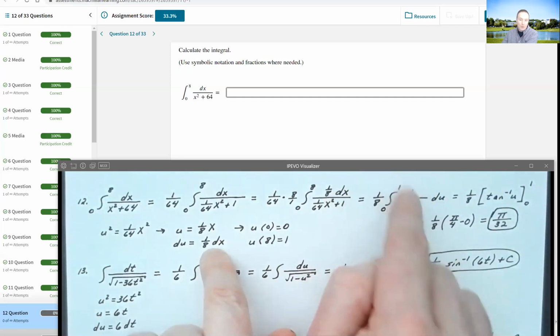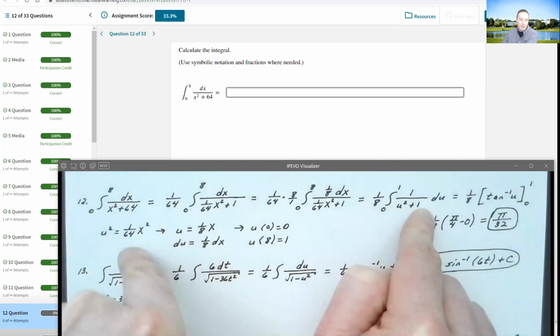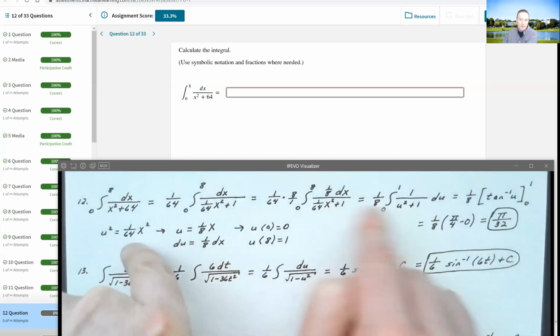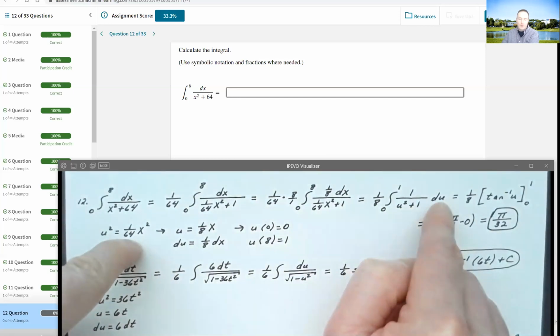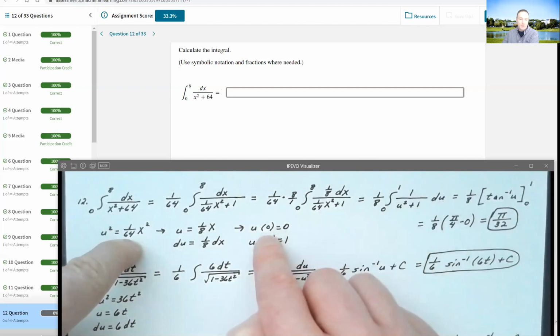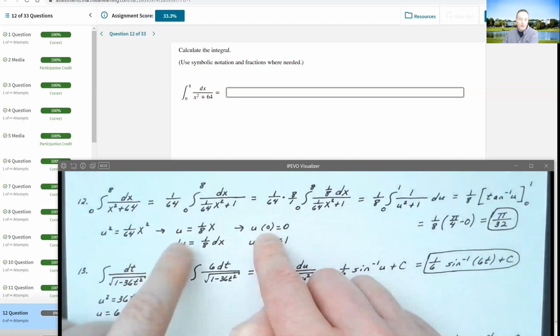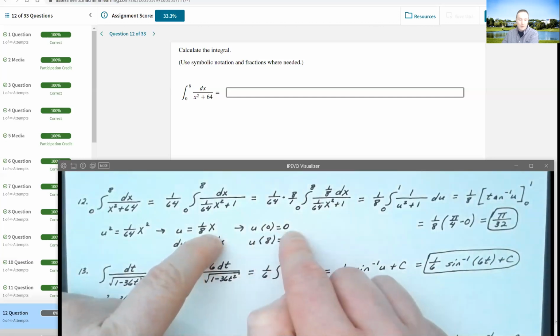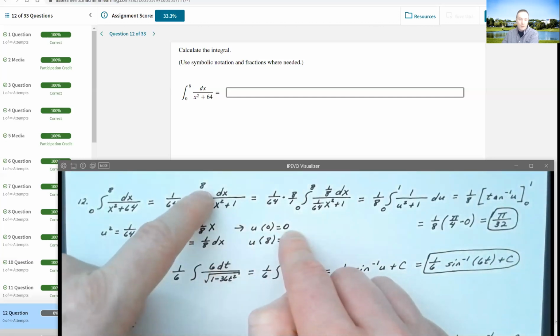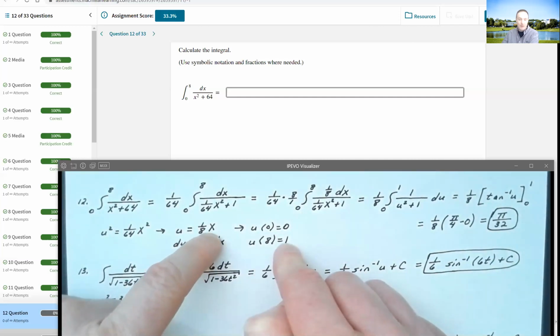So I'm going to have 1 over u squared plus 1, since I know u squared is the 1 over 64 x squared. 1 over u squared plus 1 du. And now my new limits of integration have to be in terms of u. I show where they come from here. Evaluate u at the lower limit, you'll get 1/8 times 0, which is still 0. You evaluate it at the upper limit, you'll get 1/8 times 8. That's why the upper limit is 1.